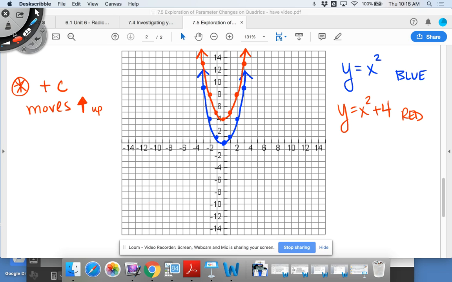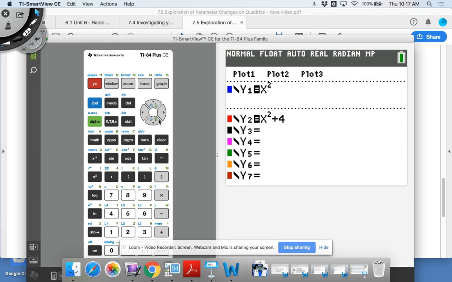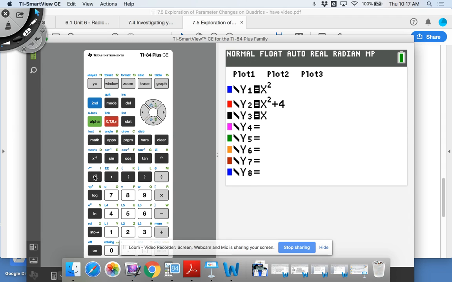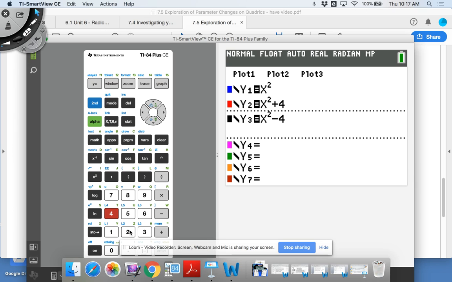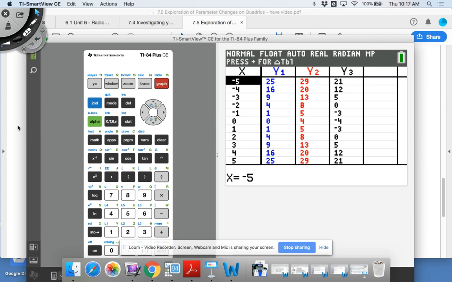So we're going to do one more, and I'm going to make this one black. We're going to do y equals x squared minus 4. So I'm going to use my calculator. I'm going to go to y equals, go to number 3, and I'm going to do x squared minus 4. Then when I graph it, I see that my entire parabola moved down 4, so I can go to my table and get my ordered pairs.